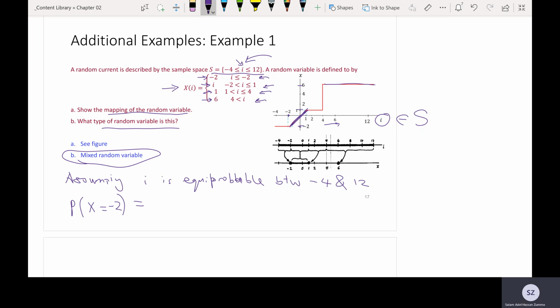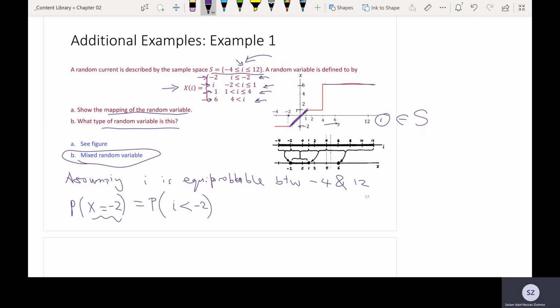The random variable takes values from minus 4 to 12, right? Sorry, the sample space from minus 4 to 12, equally likely. So when does the random variable equal minus 2? From minus 4 to minus 2. What is the width of this, divided by what? The total width, it's 12 plus 4, which is 16. So the probability that x equals minus 2 is equal to the probability that x is less than minus 2, right?